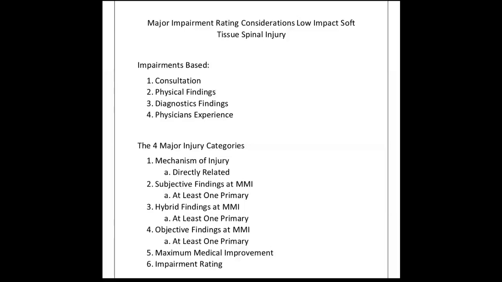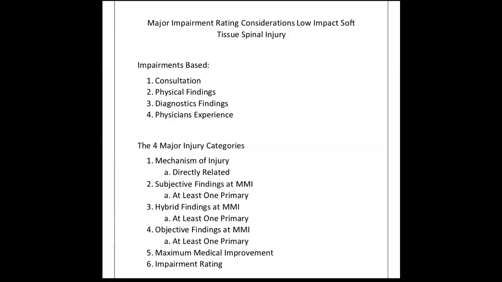So it's those accumulation factors that you will be evaluating. Okay, all of those parameters. Now, what are the four major injury categories? Is there a mechanism of injury? In other words, when you're looking to give an impairment rating, was there a mechanism of injury, a cause and effect relationship? Do you have subjective findings at MMI?